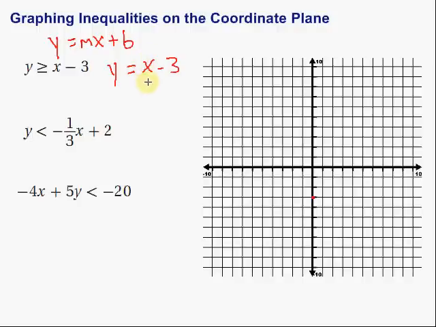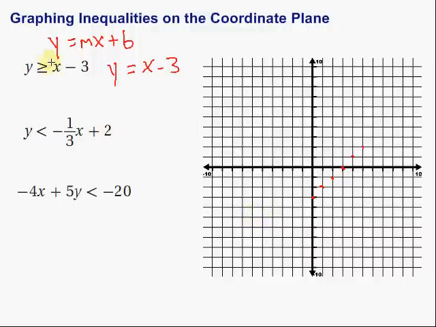Then we're going to look at our slope. In this case, what number is in front of that x? That would be our slope. 1 is in front of that x, and 1, as a fraction, is 1 over 1. So that means to get additional points, I'm going to go up 1 and over 1. So here's my next point, up 1 over 1, up 1 over 1, and so on. I can make all the points that I'd like.